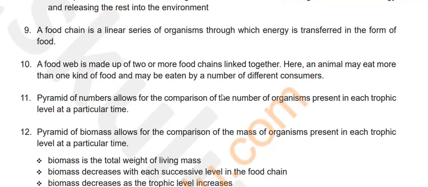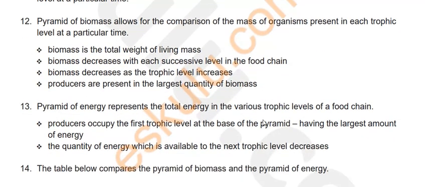The pyramid of numbers allows for the comparison of the number of organisms present in each trophic level at a particular time. The pyramid of biomass allows for the comparison of the mass of organisms present in each trophic level at a particular time. We'll look into this in detail. Then we go to the points.